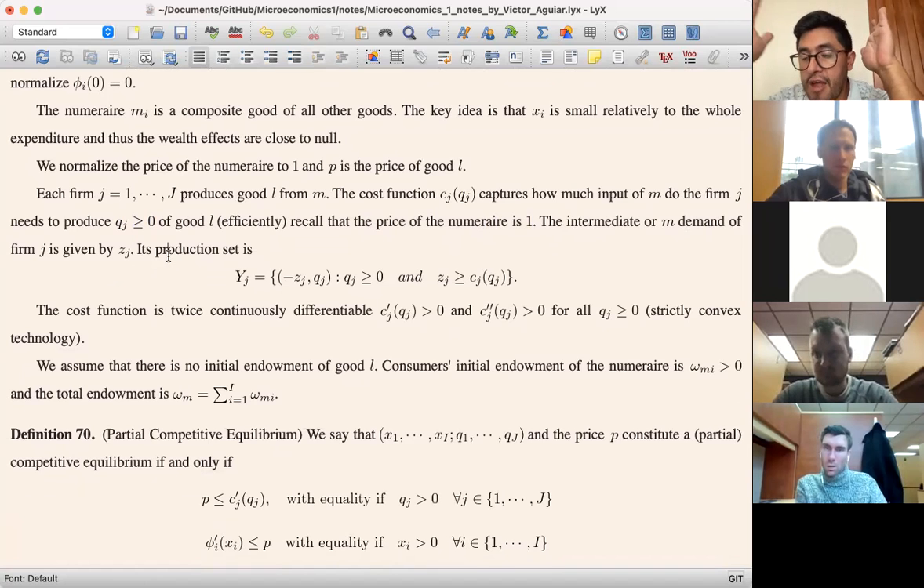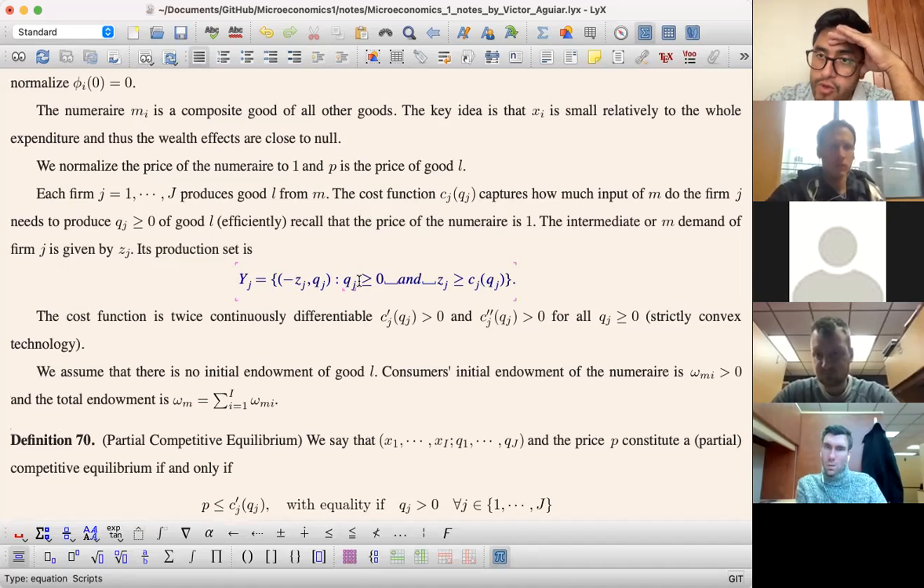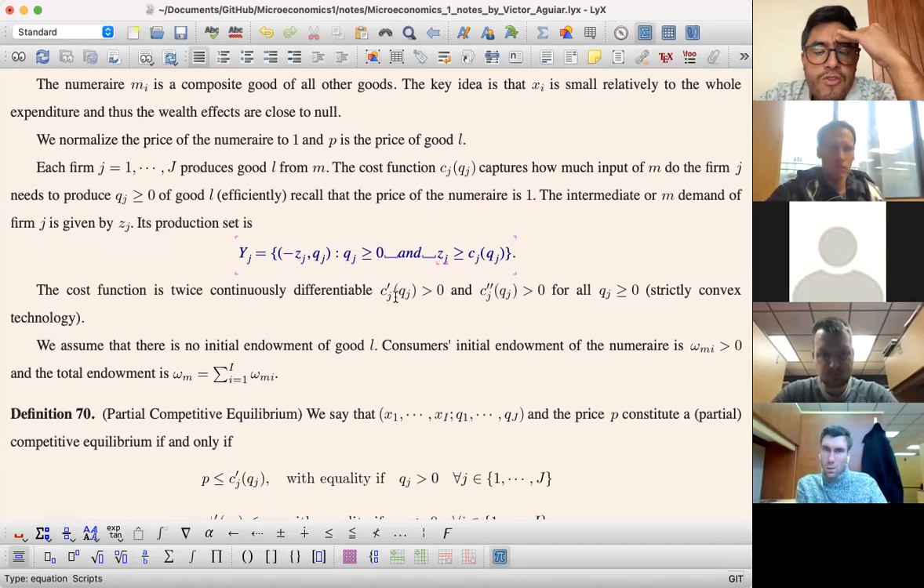So remember that this gave everything in terms of the production set. So if I want to rewrite everything in terms of the production set chapter, then the production set, capital Yj, is equal to the input minus Zj, and the production of the output Qj is positive. The inputs are going to be such that the cost is cost minimizing. The price of the numeraire is 1, so it's 1 times Zj, and this is greater than or equal to the minimal cost, right? Because it's minimizing. So the cost function is twice continuously differentiable.